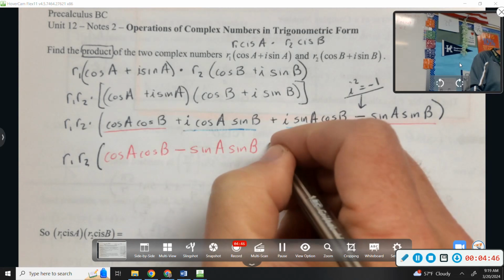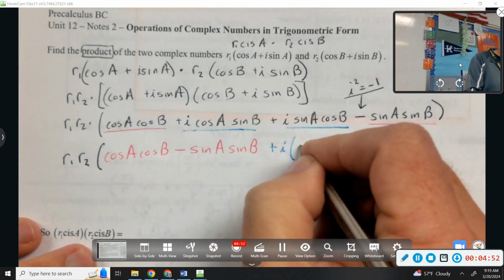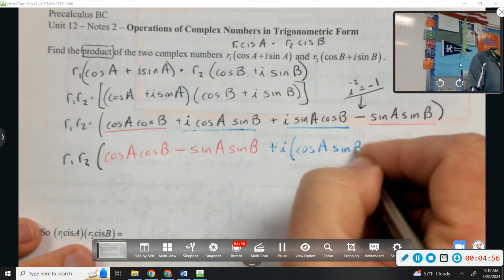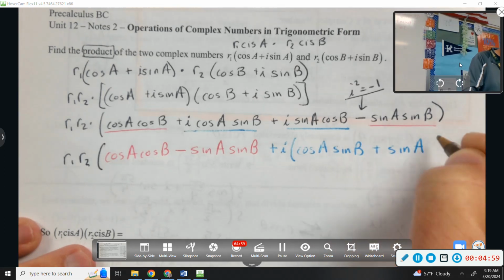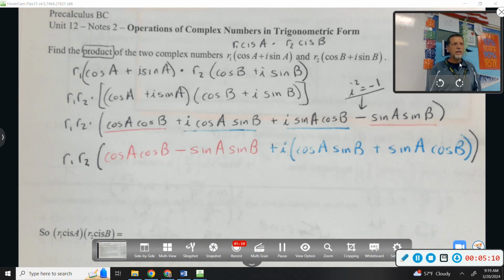And then the i stuff, I think I'll factor out the i even, is cosine A sine B plus sine A cosine B. Good so far? Try to go slow enough for you to see what we're doing, not just frantically copy down everything I write down, but to understand what's happening. You're like, ugh. Okay. Well, why did that help?